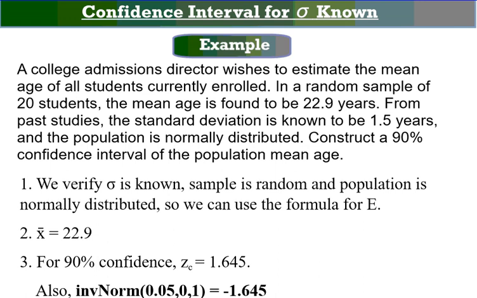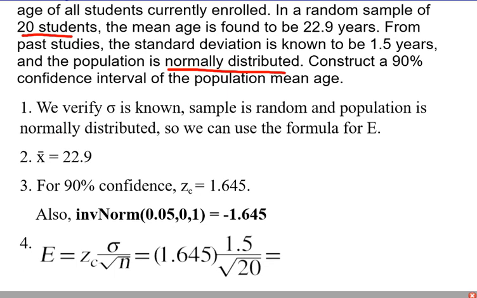That's important because we didn't have a large enough sample. We only had 20 students. We're going to construct a 90% confidence interval of the population mean age. So the first thing we need to do is verify the population standard deviation is known, the sample is random, and the population is normally distributed, because we didn't have a large enough sample.